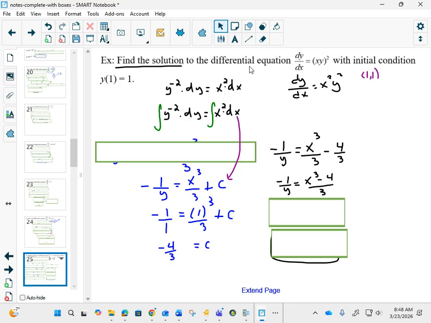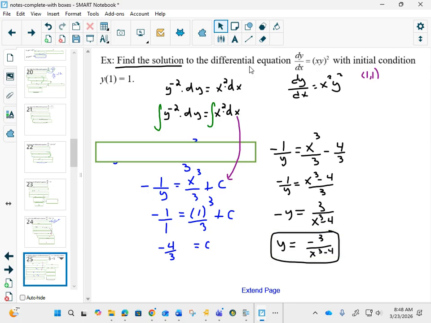And again, if the multiple choice had the y by itself, you could rearrange and get y by itself.